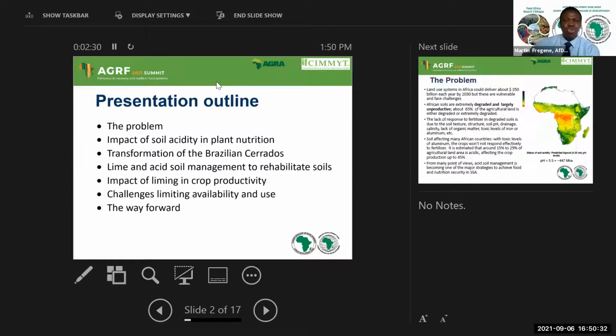Nutrients, to grow crops. Very quickly, well, the problem has already been defined by some. I will just skip it. I will share some of the experiences from Brazil. I lived in Latin America for 15 years. I was in Brazil many times. Many things that we can learn. Then I'll talk about some challenges, and then I'll make a suggestion on the way forward.